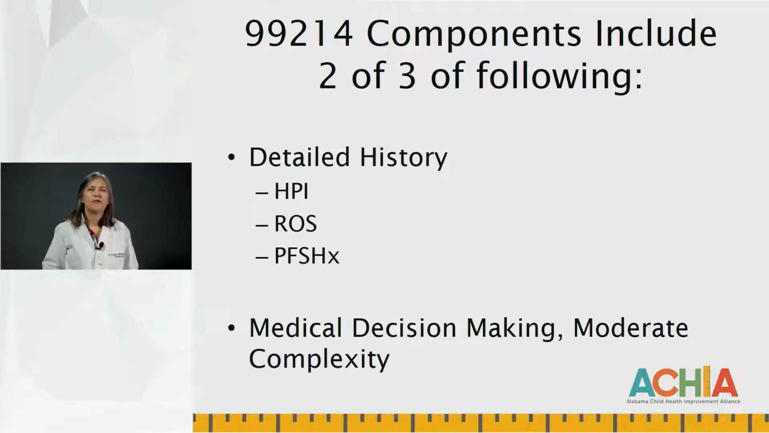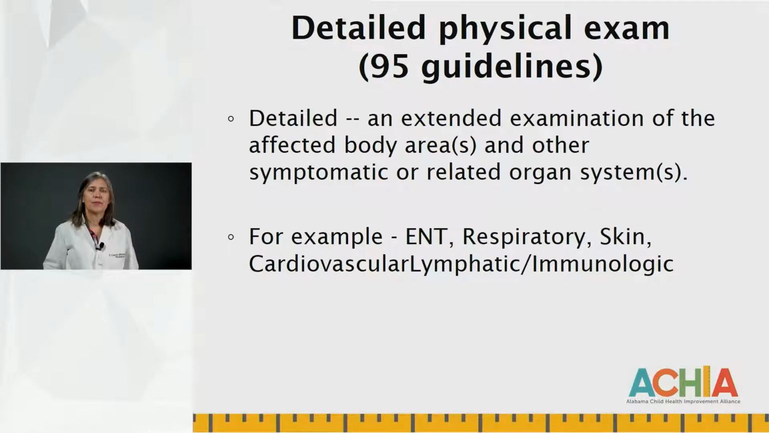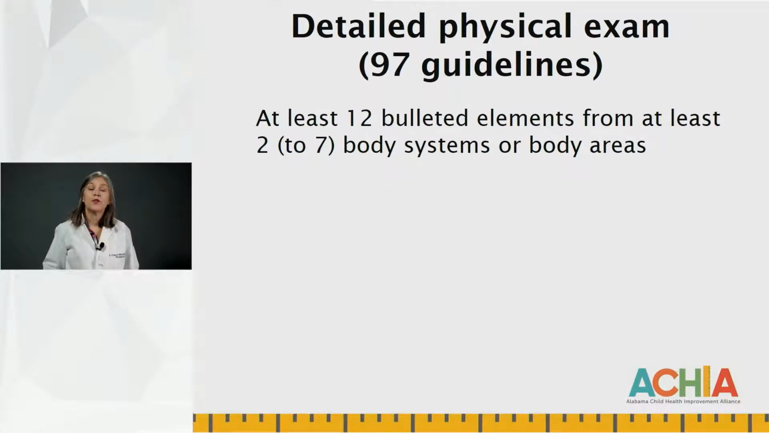And then for your other element that you want to consider for a level 4 visit is a detailed physical exam. So most of us use the 95 guidelines in pediatrics, and for this, for many payers, you need to have 5 minimum areas covered. And when we say detailed exam, you want to avoid within normal limits. They are looking for more detail than that. For those of you who do use the 97 guidelines, you need 12 bulleted elements from at least 2 body systems or body areas.